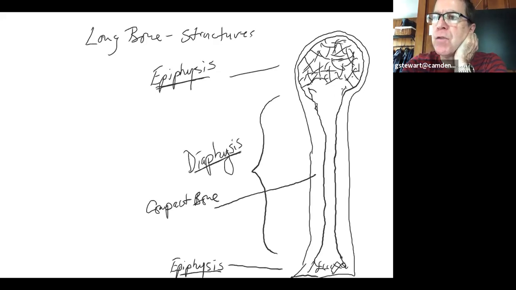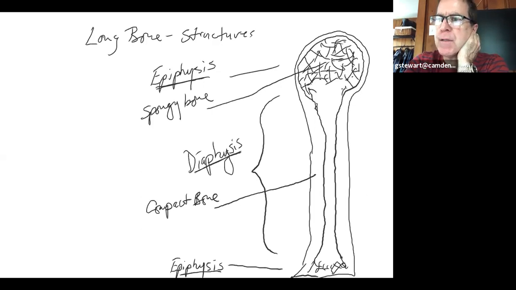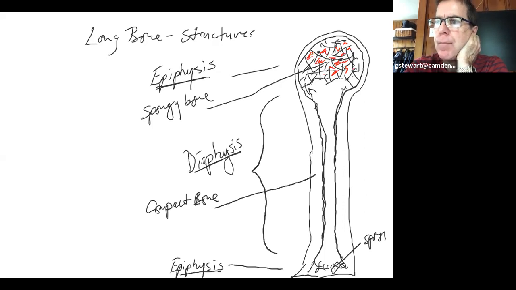What type of bone tissue is found in the diaphysis? That's compact bone. So let me label this. And it would be the same down here, spongy. And then I'm going to fill in the space, not the whole thing, just to remind you that we find red marrow in spongy bone tissue. All right. Now, the space in the diaphysis, this cavity, is called the medullary cavity.